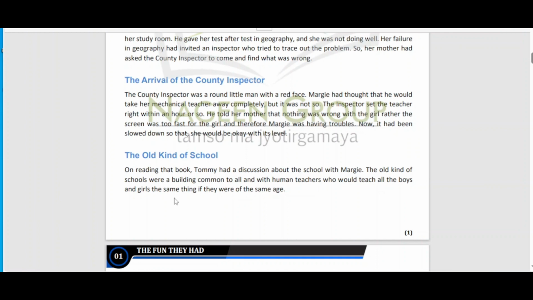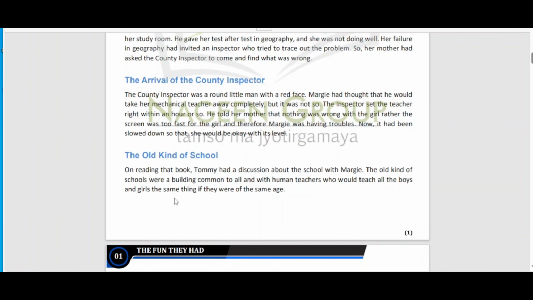After completely reading the book, Tommy had a discussion. Tommy wants to discuss with Margie about the school, that all kinds of schools were a building common to all, with human teachers. Margie and Tommy are two characters, and we can say that they are fast friends.